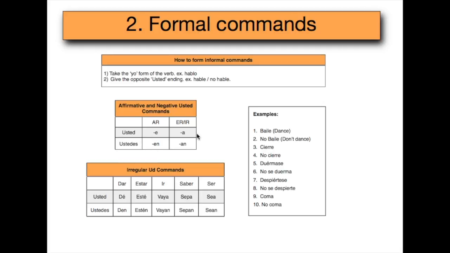If I had an ER or an IR verb, so if the verb were comer, and I wanted to tell someone, you know, eat, I would say coma, or don't eat, no coma. If it were a group of people, I could say coman, or no coman. Right? So this is demonstrated in some examples here. We have baile, no baile. Again, if we were addressing a group of people, we could just say bailen or no bailen.